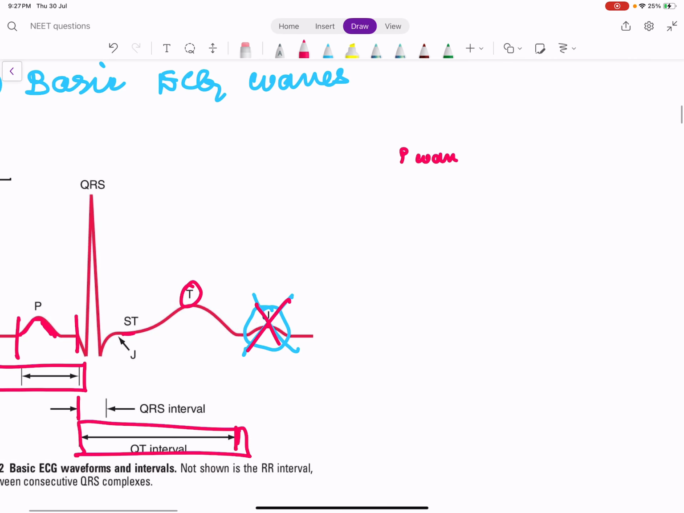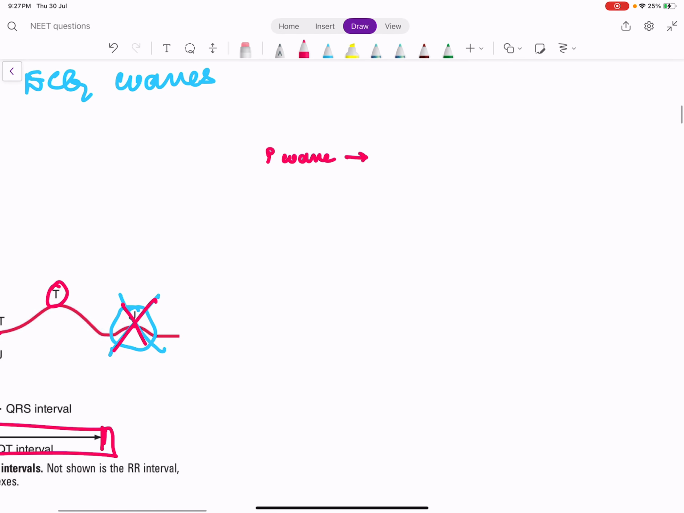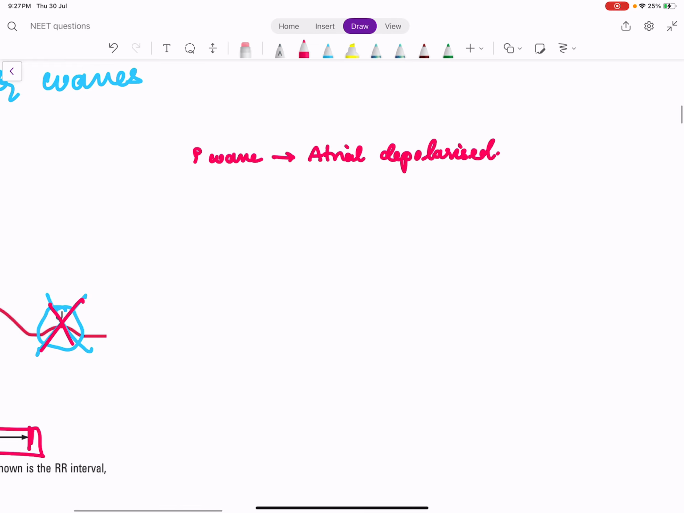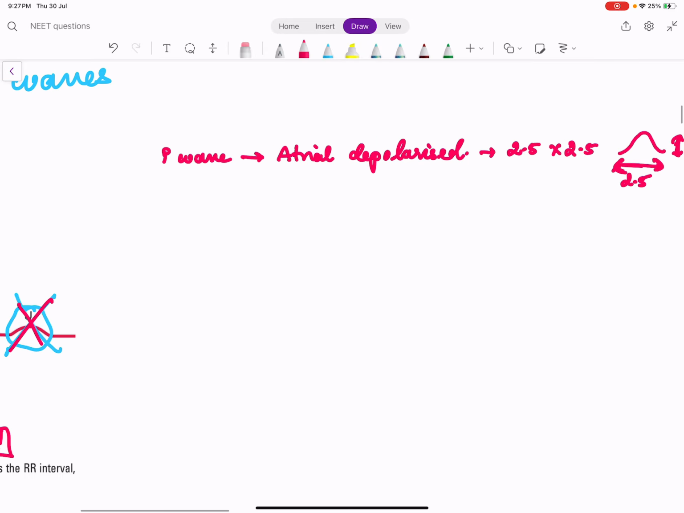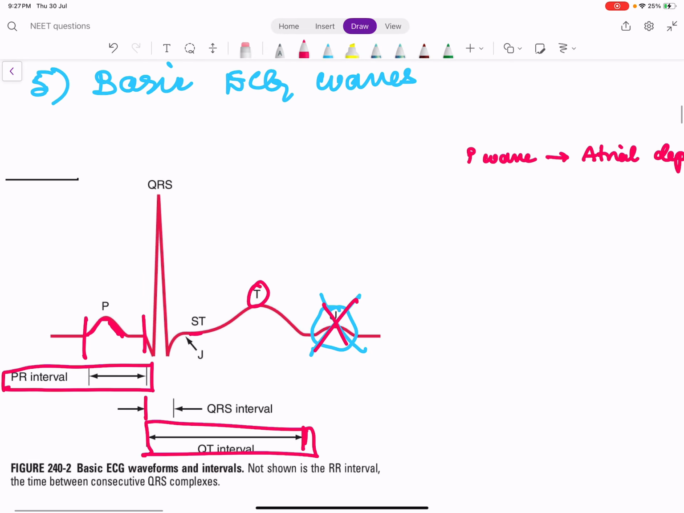So P wave, what does P wave stand for? As discussed, P wave stands for atrial depolarization. Atria get depolarized from the impulses from the SA node. So P wave is atrial depolarization. Think of the mnemonic 2.5 into 2.5. It is 2.5 small squares tall, 2.5 small squares wide. So if an ECG is given, it has to be 2.5 small squares in length and 2.5 small squares in height. That is what the normal P wave is.